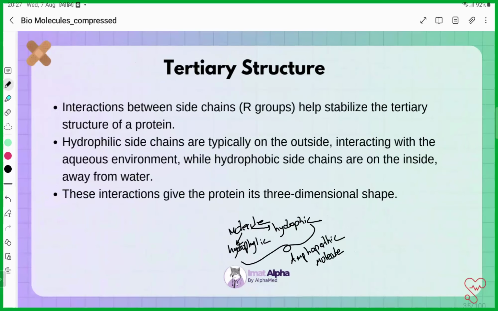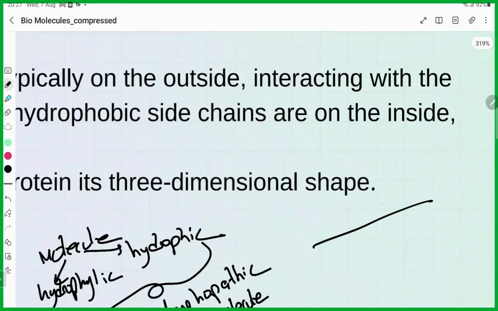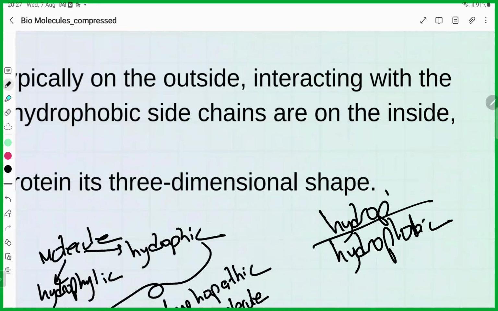Always the hydrophilic side will be for the outside, and the hydrophobic always on the inside. Any molecule which is amphipathic has a hydrophobic part inside and a hydrophilic part on the outside. Why?